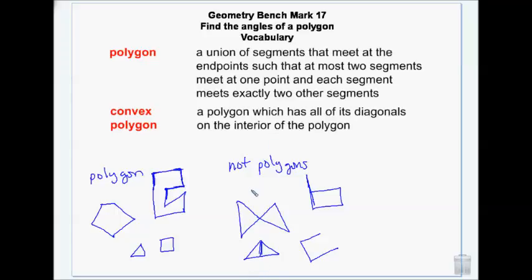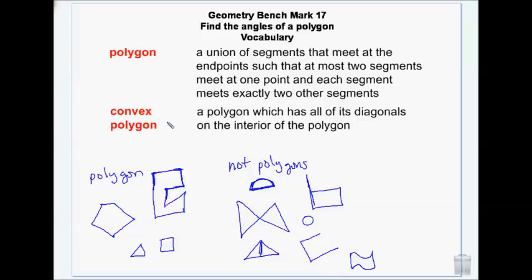Also, it's segments, so you can't have any curves. So a half circle would not be a polygon. A circle is not a polygon. Some sort of flag shaped thing is not a polygon. No curves. So far, okay?